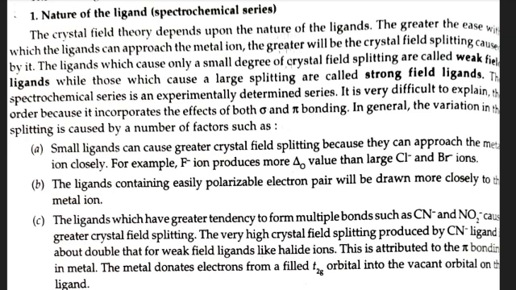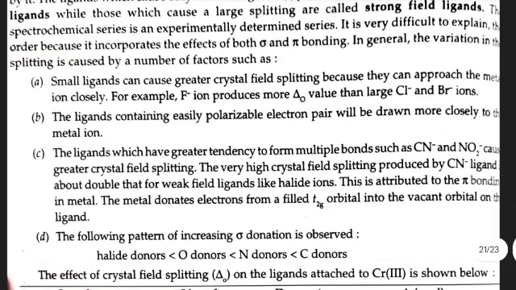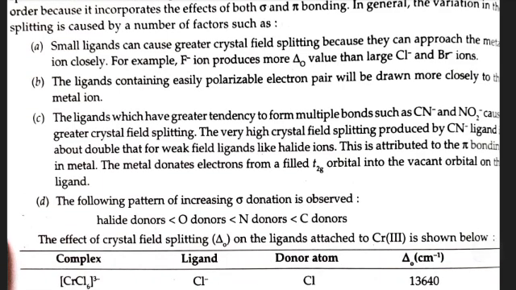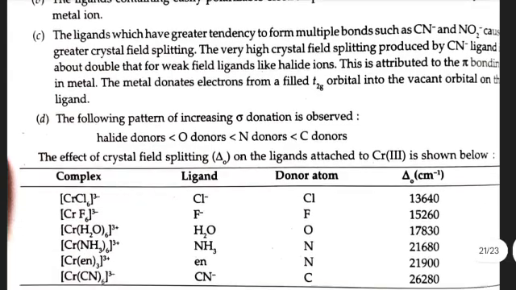The ligands which have a great tendency to form multiple bonds, such as cyanide and NO2 negative, cause greater crystal field splitting. The very high crystal field splitting produced by CN negative ligands, about double that for weak field ligands like halide ions, is attributed to pi bonding in metals. The metal donates electrons from filled t2g orbitals into the vacant orbitals on the ligands. The following pattern of increasing sigma donation is observed: halide donors are less than oxygen donors, which are less than nitrogen donors, which are less than carbon donors.